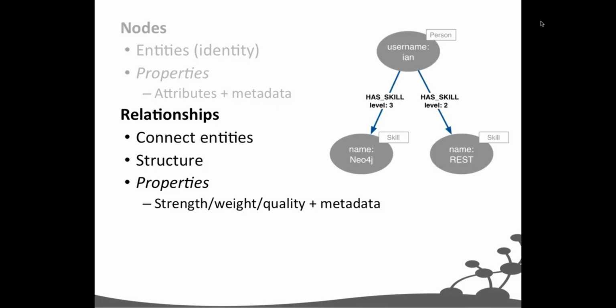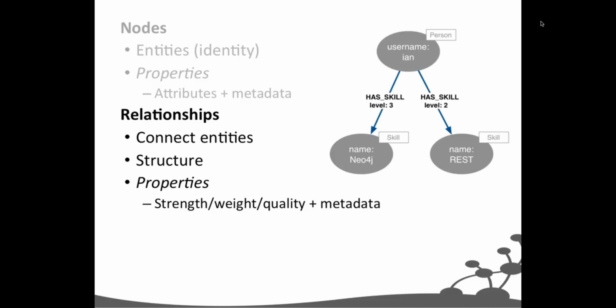So we might specify the strength of a relationship. Here in my model, I've got a couple of has-skill relationships, there's the name, but I've attached a level property indicating Ian's proficiency with regard to these two skills. So he's level 3, whatever that may mean in our domain. He's level 3 with regard to Neo4j, but he's level 2 with regard to REST.